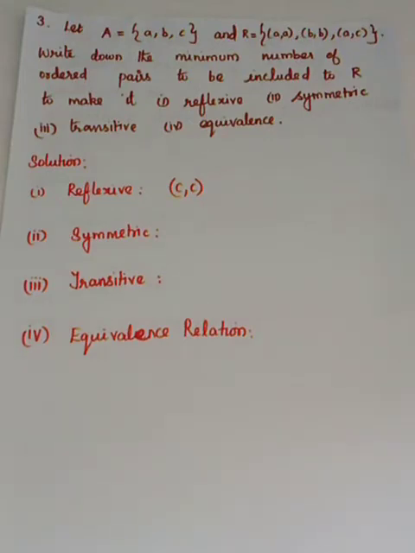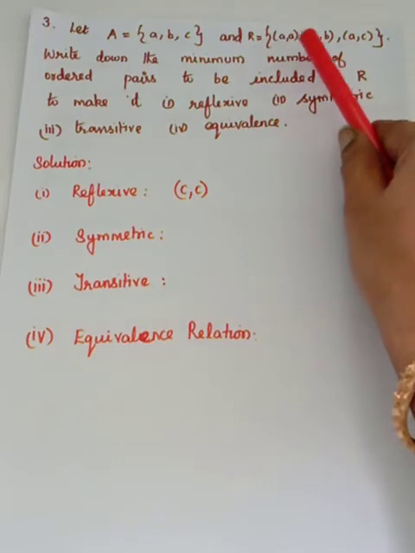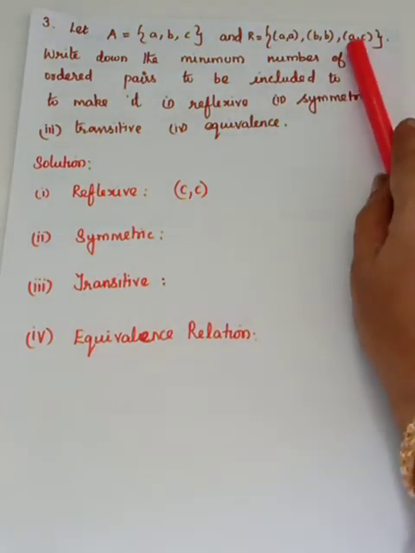Got it? So next one we are moving to symmetric. Symmetric means if a is related to b, then we can say b is related to a. Okay, so you leave a comma a and b comma b. Next you have the ordered pair a comma c.